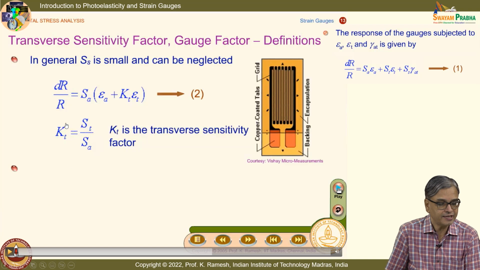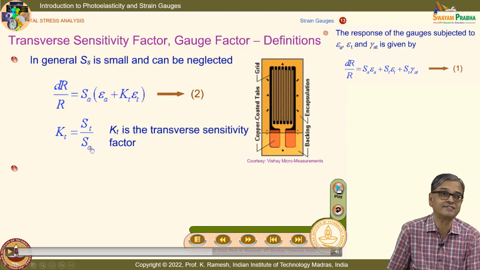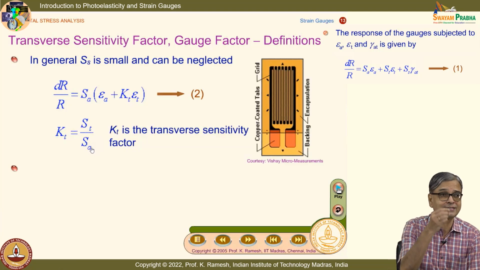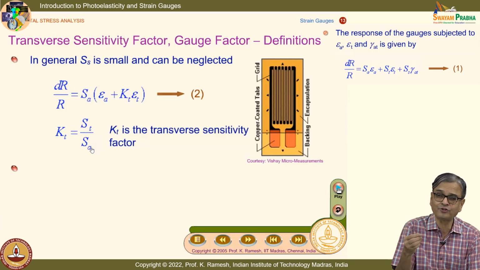And KT, you call that the transverse sensitivity factor, which is the ratio of ST by SA. That is, the axial sensitivity of the strain gauge and the transverse sensitivity of the strain gauge, the ratio of the transverse sensitivity to axial sensitivity. We saw what was there for a simple wire. From the wire, we have graduated to a grid, and we have seen the grid is unavoidable.